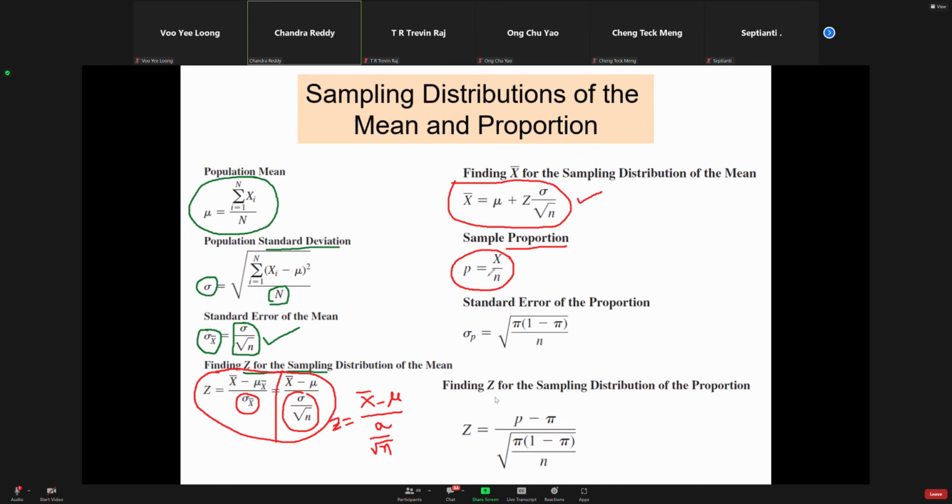Okay, when we are dealing with proportion instead of mean, the standard error for the proportion will be sigma p equal to the square root of pi times 1 minus pi over n. So this is the standard error for the proportion. Proportion is another variable. Many times we cannot define a mean for a data set, but we can define proportion.